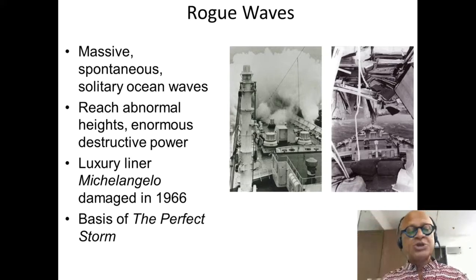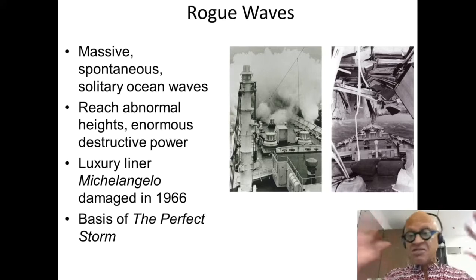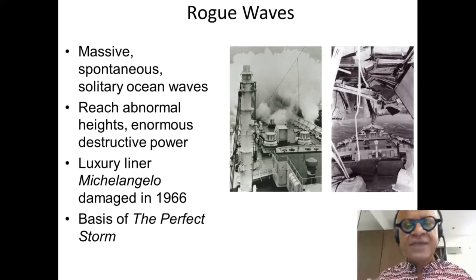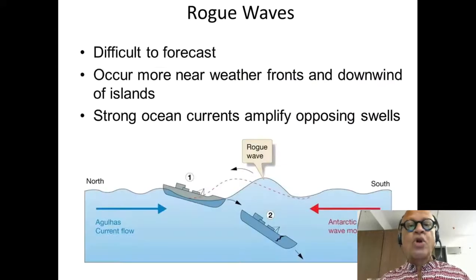Okay, so the luxury liner Michelangelo got damaged in 1966, and The Perfect Storm is a very nice book, and a nice movie with great special effects. I think it's George Clooney, so you can see the special effects there. And this is an image of some ships being damaged by these rogue waves.